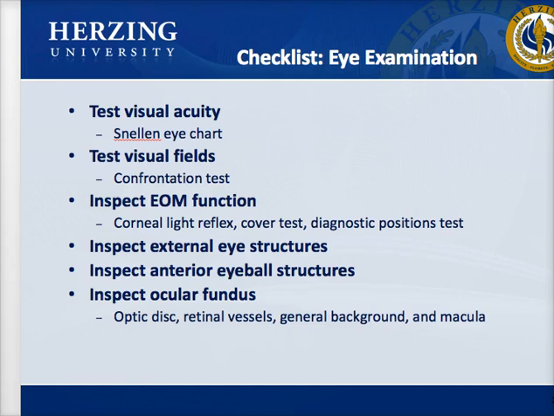And here's your checklist. To test visual acuity, you would use the Snellen eye chart. Test visual fields with the confrontation test, inspect EOM function. You would do the corneal light reflex, cover test, and diagnostic positions test. You would also inspect external eye structures, inspect anterior eyeball structures, and inspect ocular fundus.